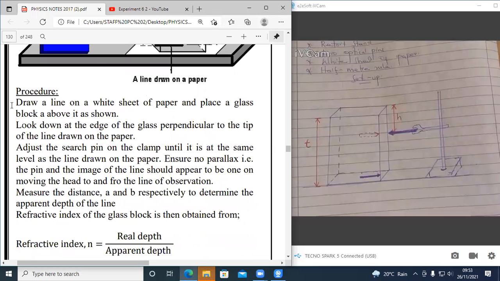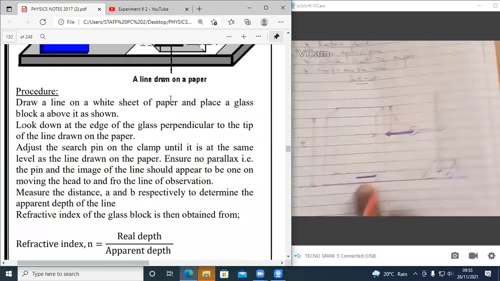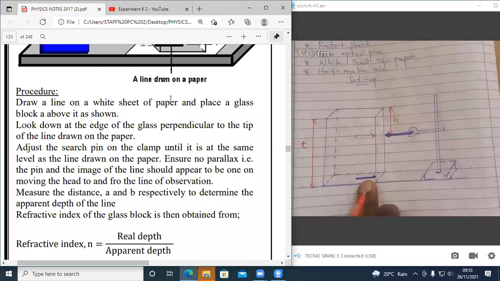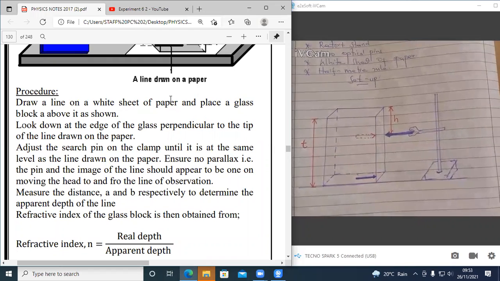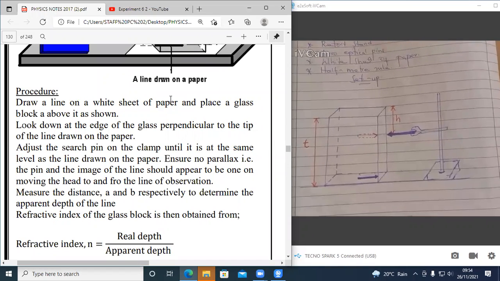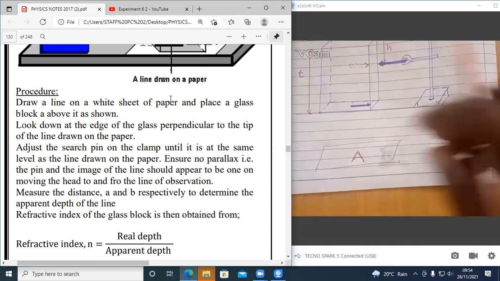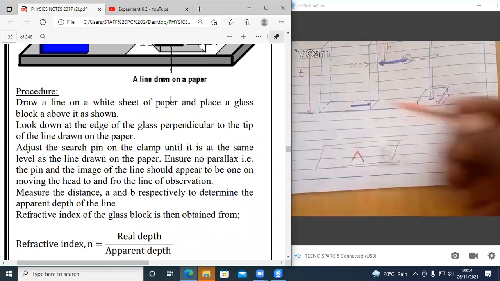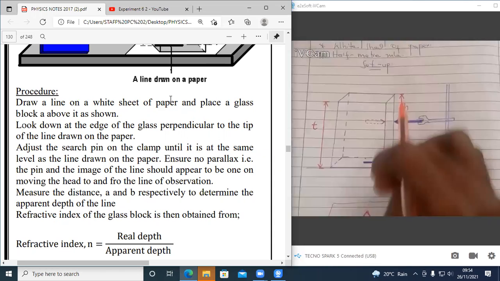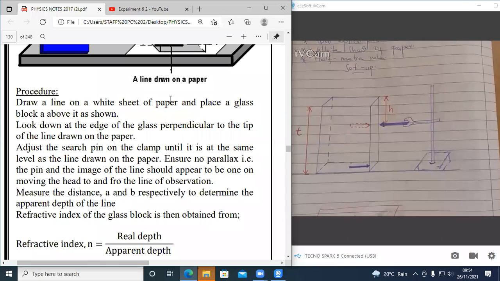So what are our procedures? We have said draw a line on a white sheet of paper and place a glass block. You can use a writing on a glass block, or you can use the real optical pin. You can just get a white sheet of paper, then write a letter A on top, then place the glass block and you find it is still going to be raised. It is the same experiment, but here, for the lab setting, we use optical pins.